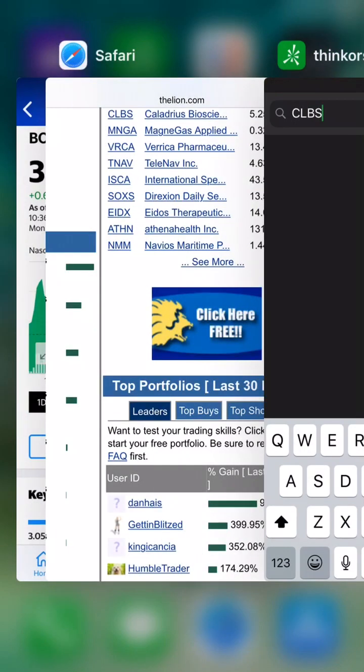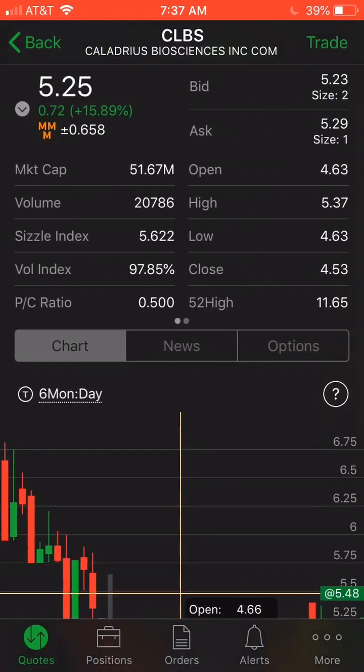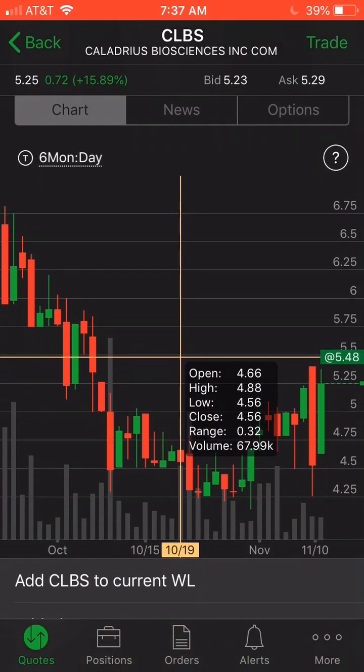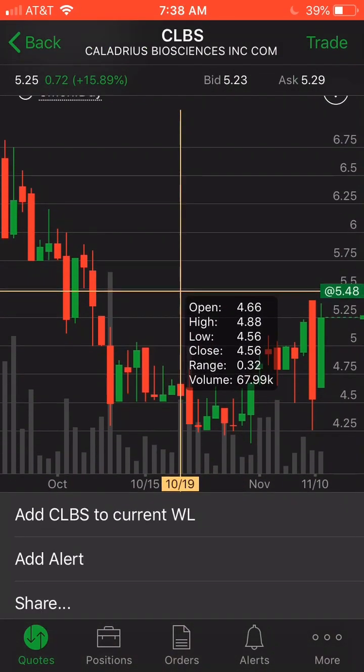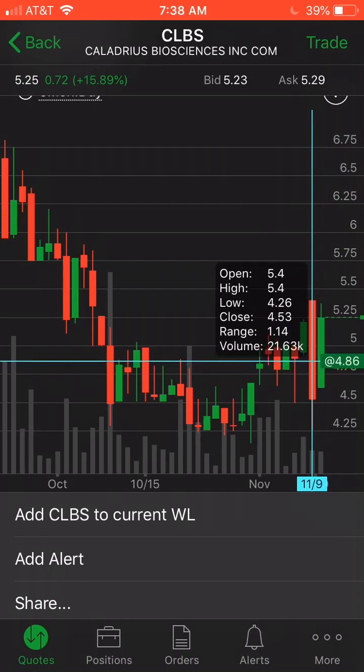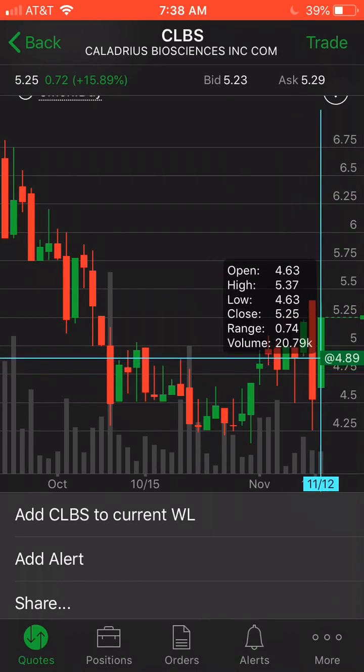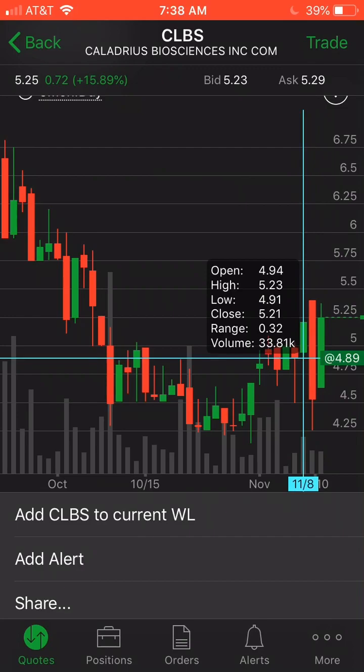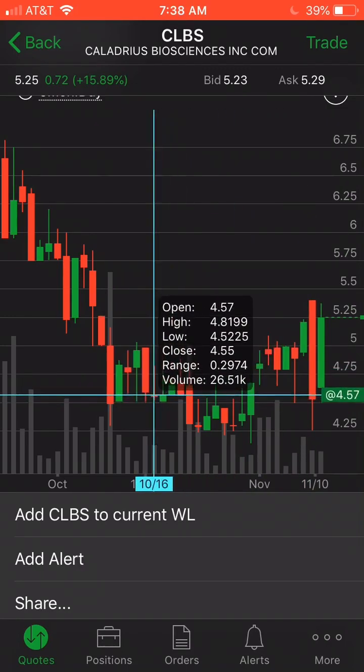Was that the ticker? CLBS. 6 month, 1 day chart, and let's see. Yeah, the volume is pretty low for the day. It averages on here.